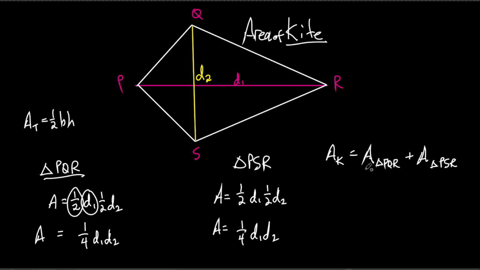Let's take a look. So the area of the kite is equal to the area of the top triangle, which is PQR, plus the area of the bottom triangle, which is PSR. All right, so let's do that. You ready? So what's the area of PQR? It's this one right here. It's 1/4 D1 D2. Agree? Plus, what? 1/4 D1 D2. Now, what do I have to do?